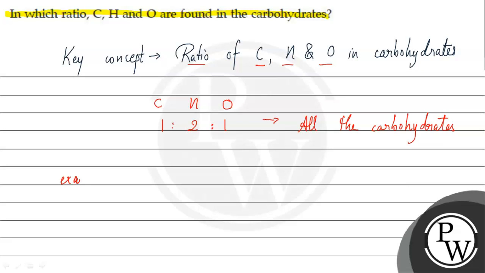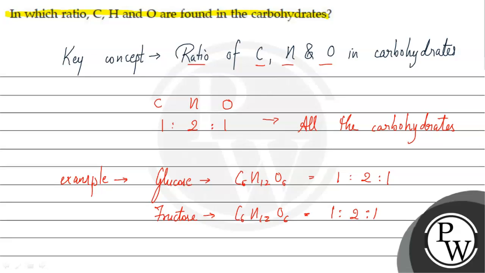If we look at an example, we have an example of glucose. The formula for glucose is C6H12O6. Now, if we divide all these numbers with 6, the ratio that we will find will be 1:2:1. Now, the same thing goes for fructose. Fructose has also the chemical formula C6H12O6 and the ratio will again be 1:2:1.